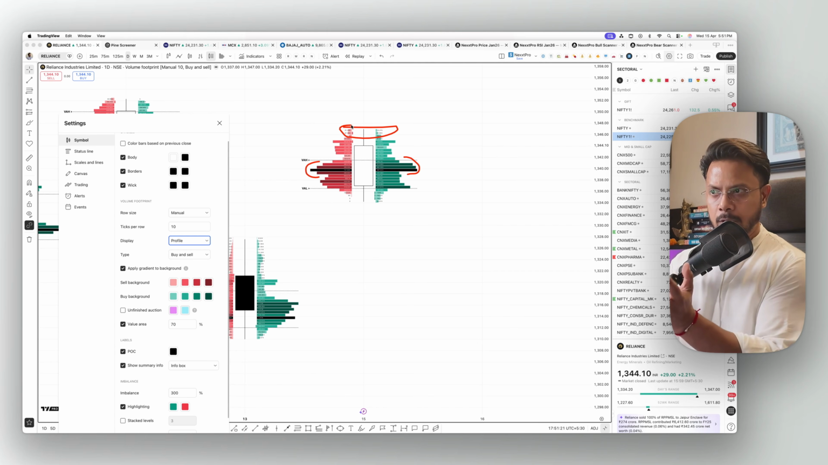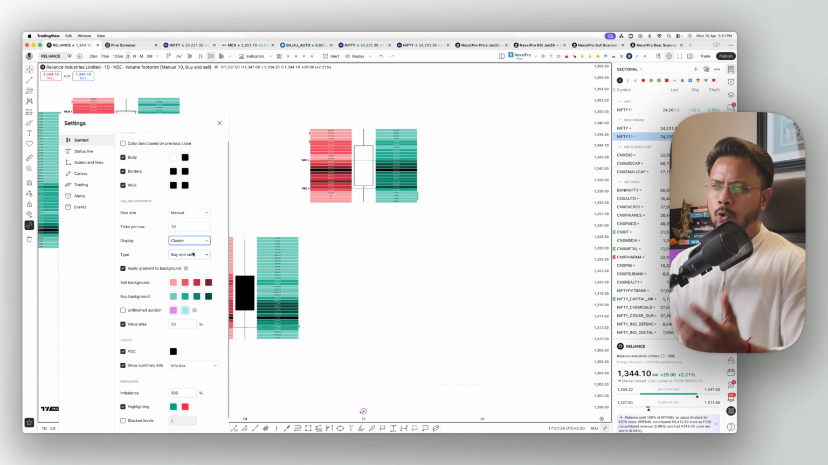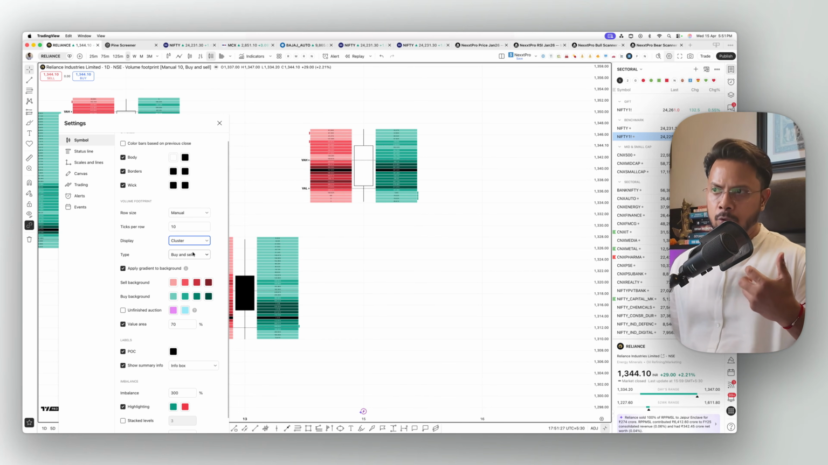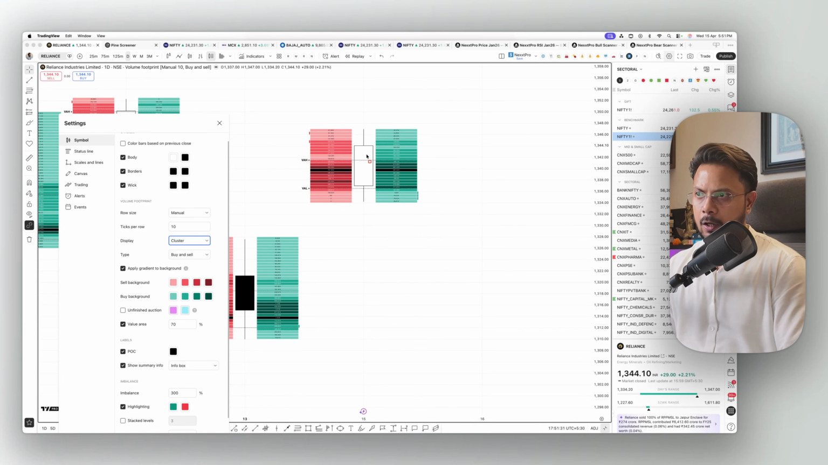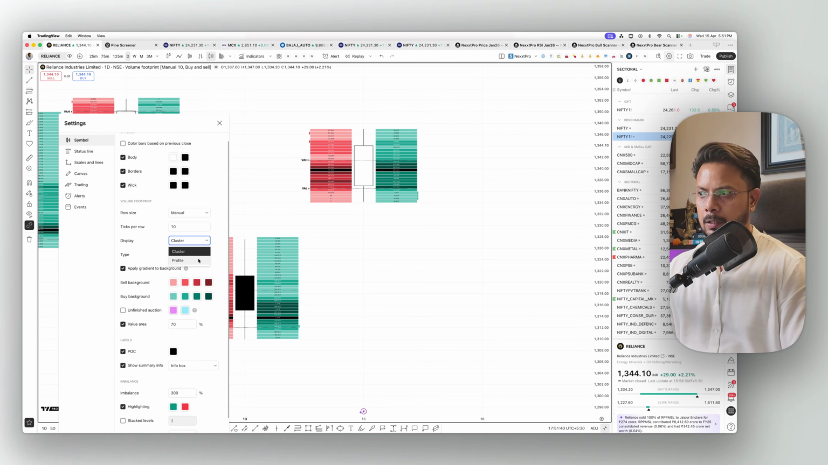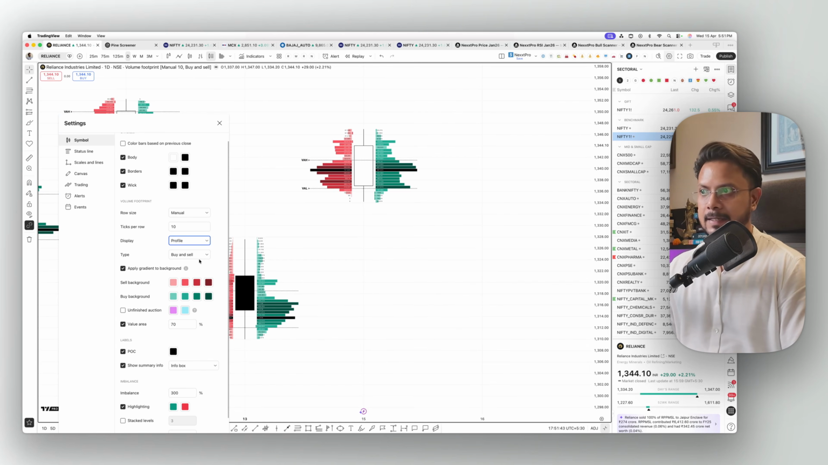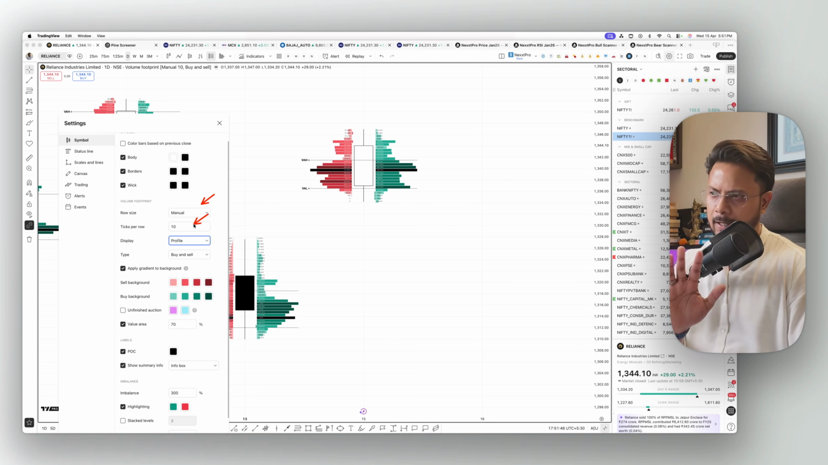In comparison to this look and feel, if you go back to cluster, do you get that visual introspection? Do you actually get that feel visually of which area of this candle actually had the max volume or the least volumes? You don't. So cluster is a no-no for me. Profile, yes, makes sense. So manual, for the time being, 10, and profile. All right, we're making some progress.